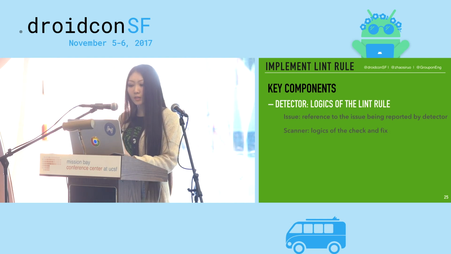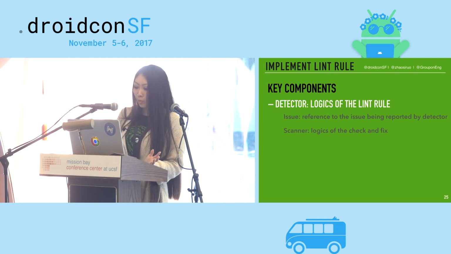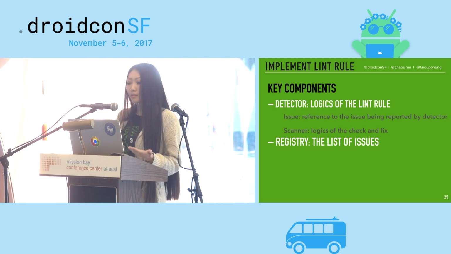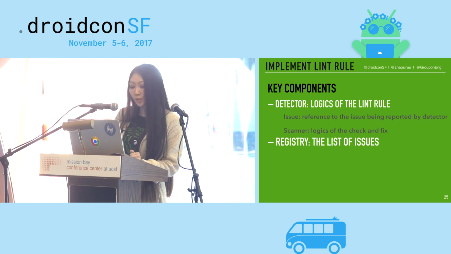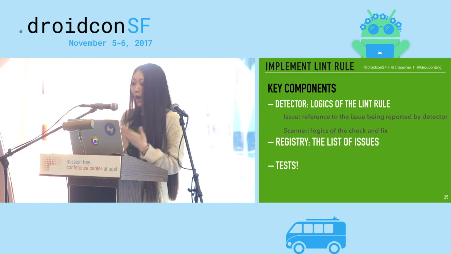After the detector is implemented, we need to put a reference of the issue into something called the issue registry, which stores the list of issues. It's kind of like the Android manifest, where it registers all the activities, but instead we are storing the issues. Finally, I said don't forget tests. Lint has a great testing API, so we can make sure our rule is working before applying it to actual code.